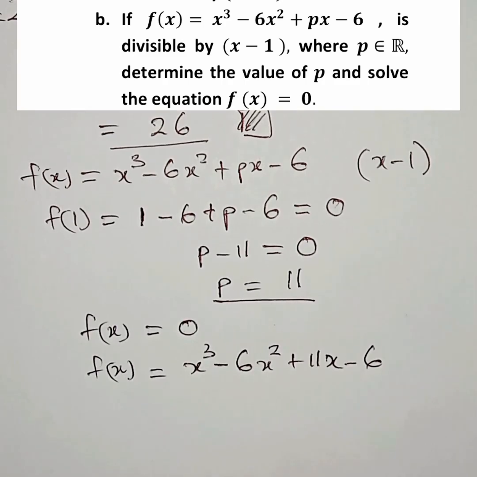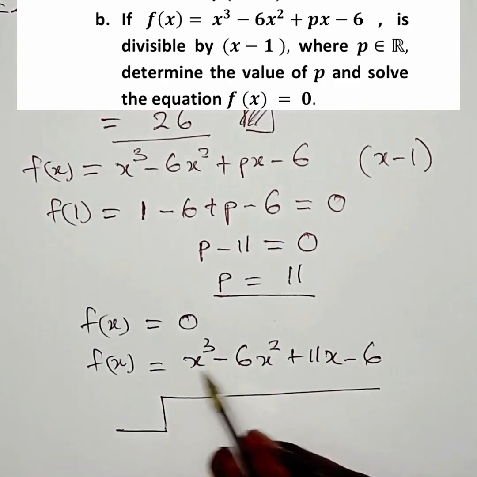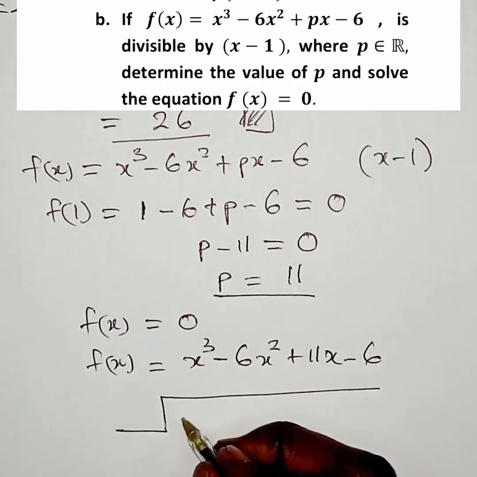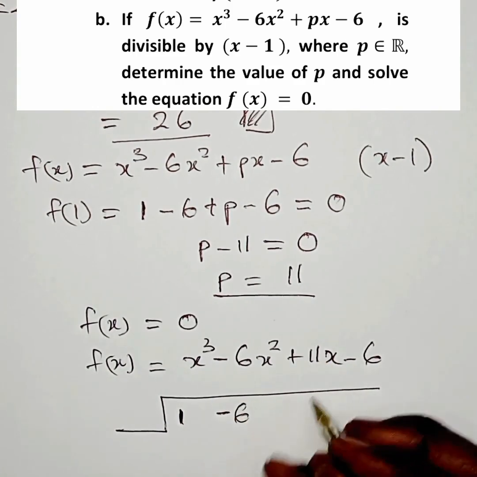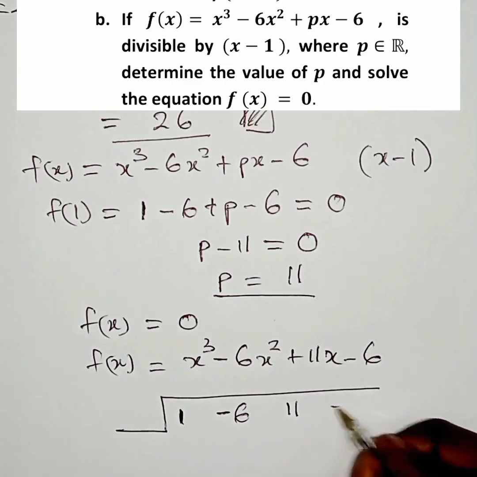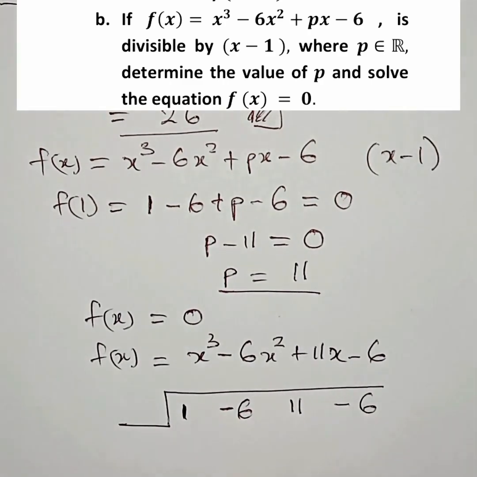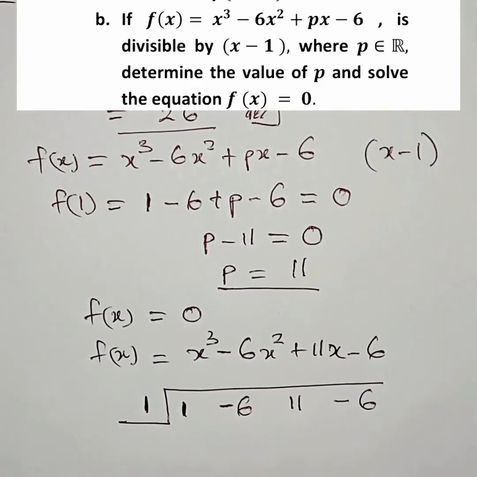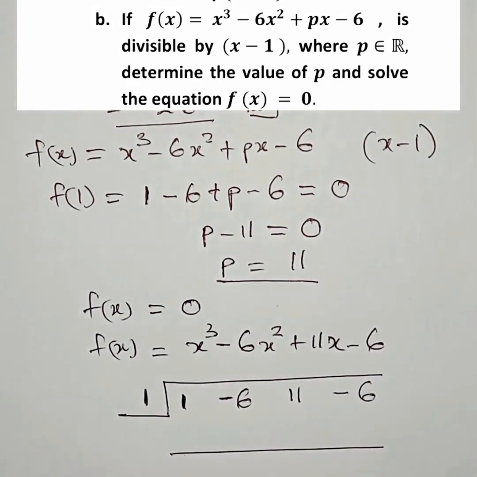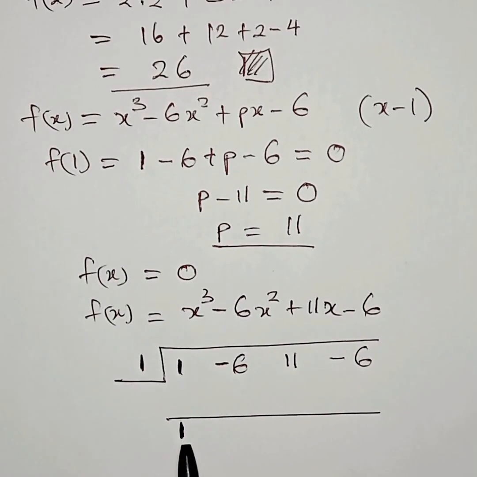Now, to use synthetic division on this, you are taking the coefficients: x to the power of 3 is 1, the coefficient of x squared is minus 6, and that of x is 11, and then we have minus 6 at the end as a constant. Now, the zero of that is 1, right? So you're going to put 1 on that. Then you drop this 1 down. This is how the method of synthetic division works.